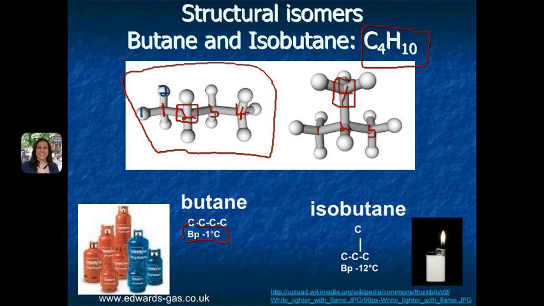Butane, you can find it often in gas canisters for portable stoves or for regular cooking gas. Isobutane is often used in lighter fuel. So they have slightly different properties, similar molecules, the same formula. So these are structural isomers, and the difference is in how the carbon atoms are connected to each other.